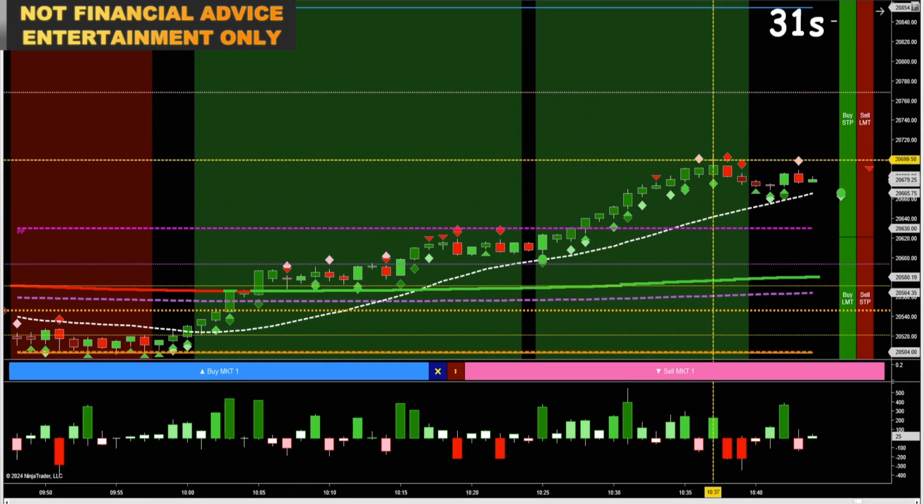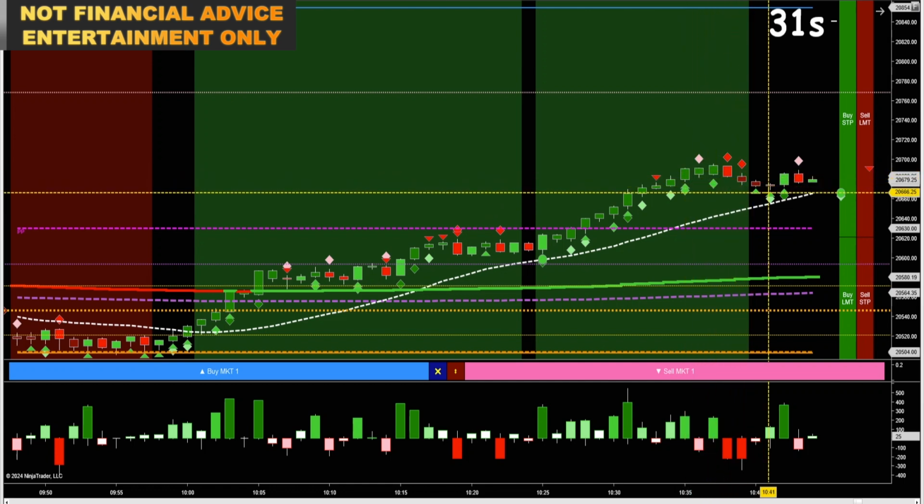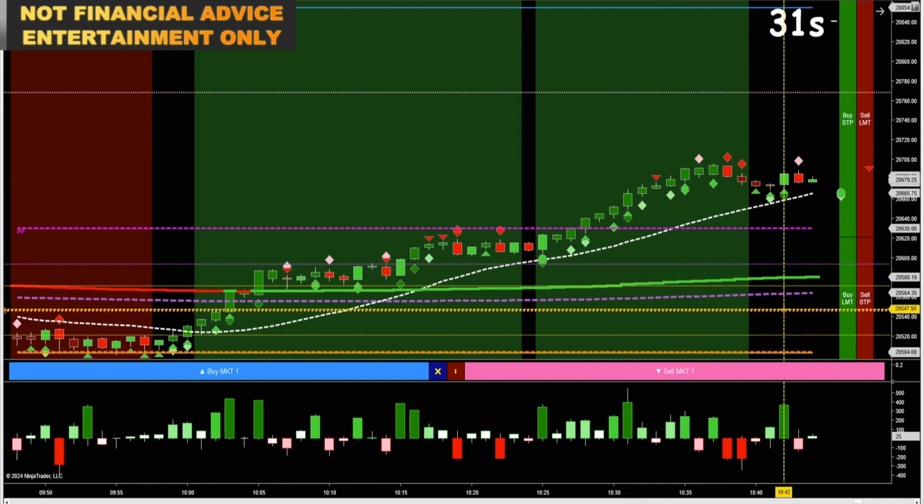Until up here, we started getting some negative delta coming in. The candles stopped printing dark green. We got a little bit of a retracement there. So I gave back all my profits from the morning and then some. So then I wanted to stick around and trade, try to get back into profit.